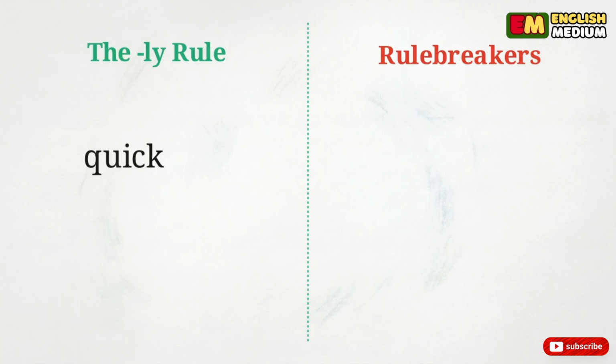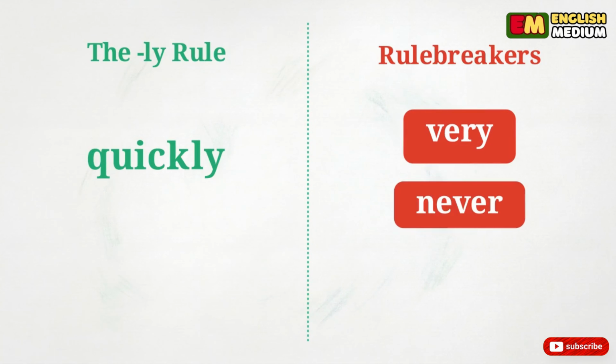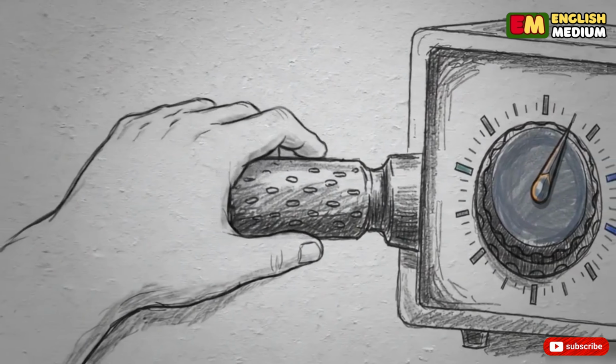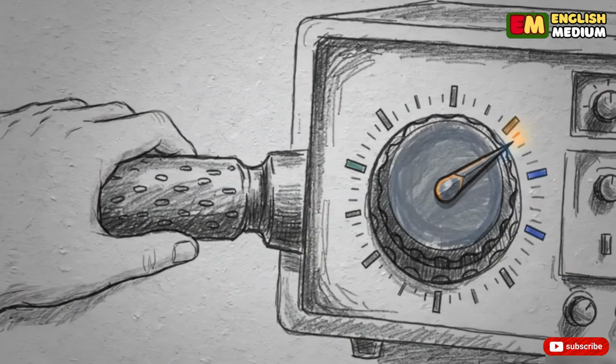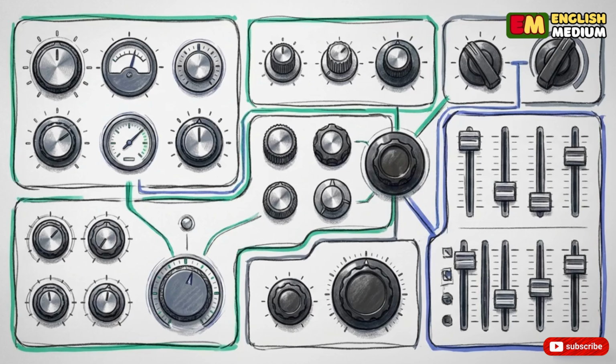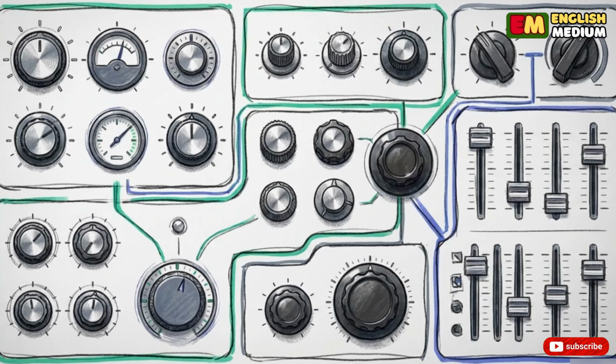Identifying them is simple. On the left, we add ly to words like quick. On the right are rule breakers. Words like very and never perform the exact same job without the ly. Whether they follow the spelling rule or not, think of adverbs as the detail dials of our language. To use them properly, we just need to group them by the specific jobs they do.